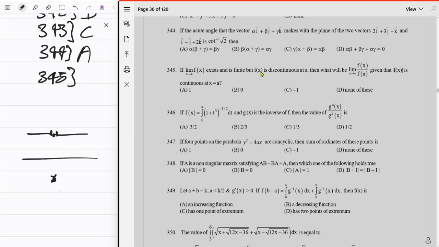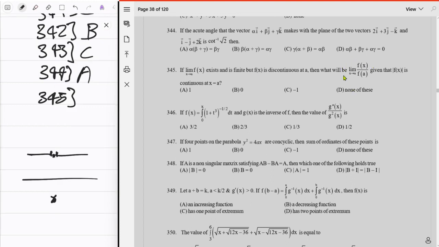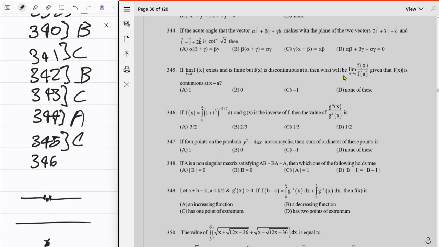So that actually explains it, like opposite sign here. So yes, this will just be -1. C is the answer. Next question. 346.